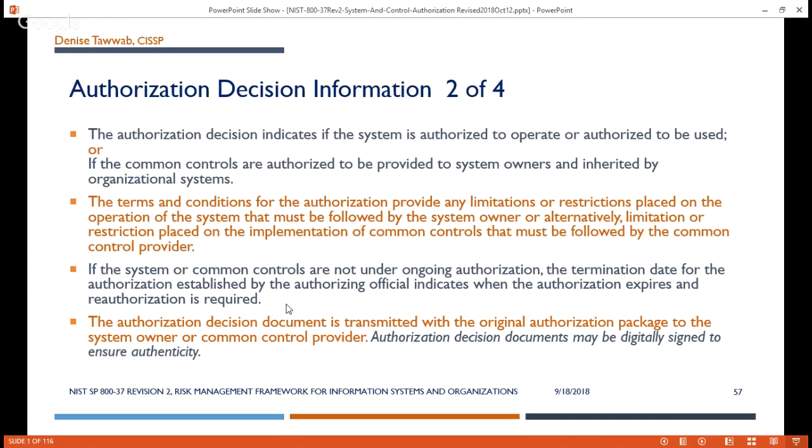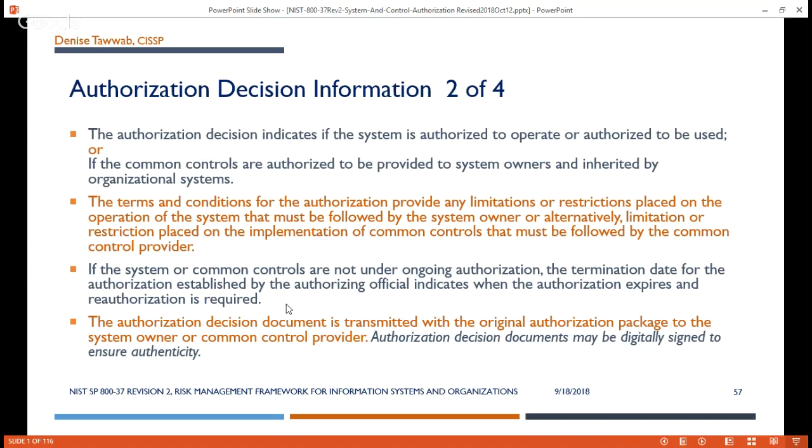The authorization decision indicates if the system is authorized to operate or authorized to be used, or if the common controls are authorized to be provided to system owners and inherited by organizational systems. The terms and conditions for the authorization give any limitations or restrictions that are placed on the operation of the system that have to be followed by the system owner, or alternatively, limitation or restriction placed on the implementation of common controls that must be followed by the common control provider.